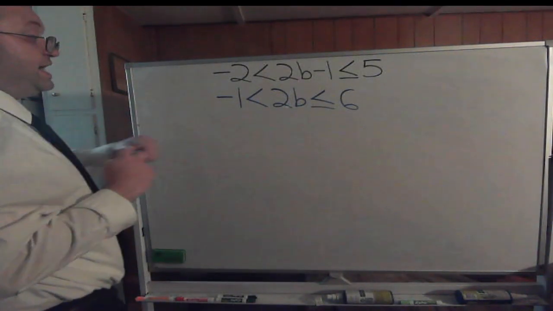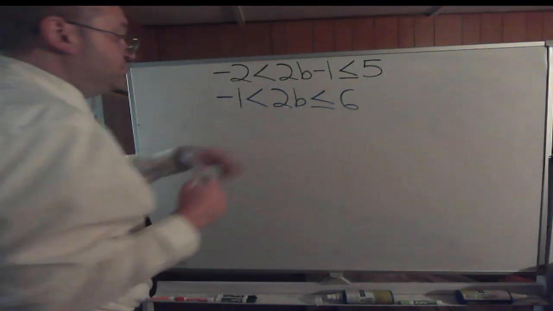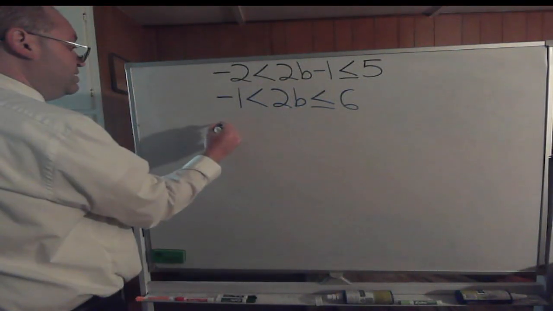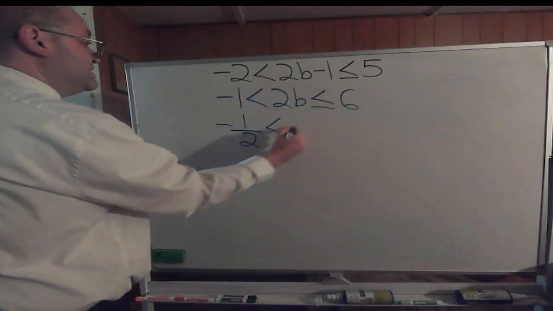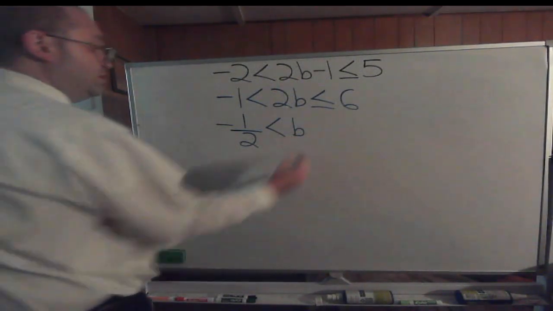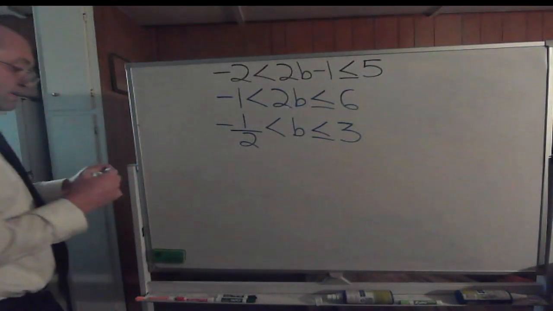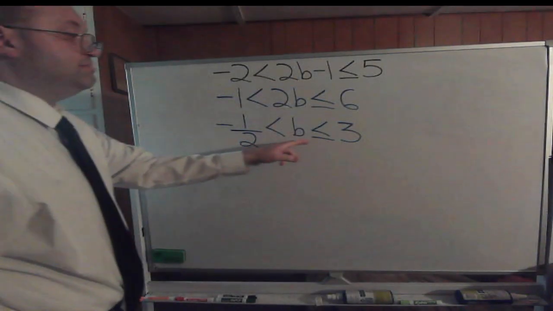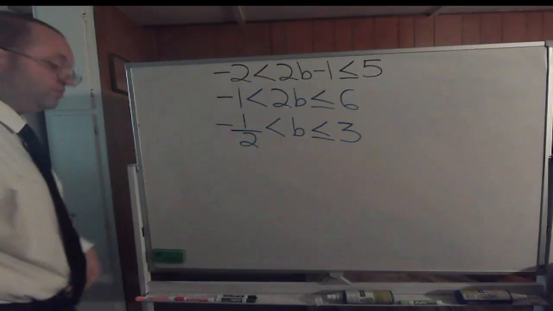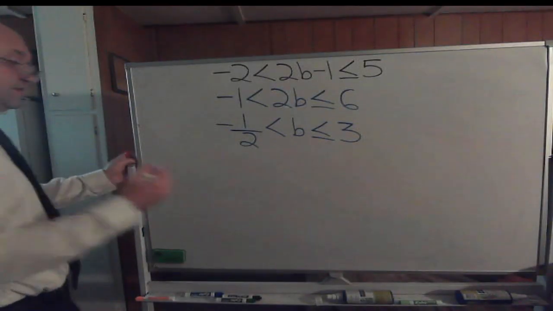Well, I have 2b, I just want to solve for b. So I have to divide everything by 2. If I divide negative 1 by 2, I get negative 1/2. That'll be less than b, which will be less than or equal to 3. So the solution to this would be negative 1/2 is less than b, which is less than or equal to 3. Now for a final step, I've got to graph this.